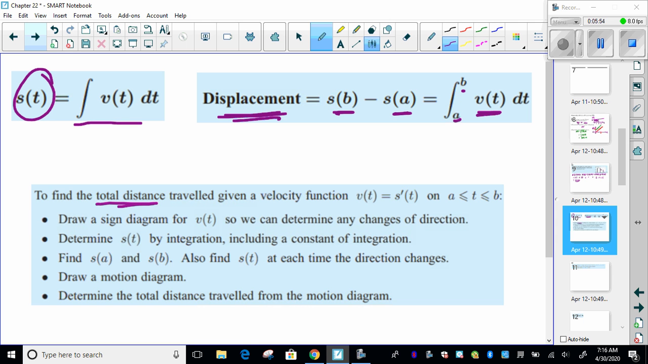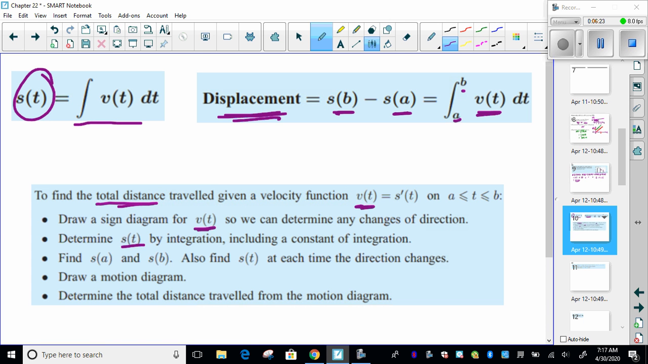To find the total distance traveled, you need to figure out a sign diagram. So where does it change? Where do you all of a sudden start to go backwards? Where is it negative, or where does it go positive from negative? So you're going to have to do a sign diagram for v of t. For your original function v of t, you'll need to do a sign diagram to see where that negativity changes. Then you will figure out s of t through integration.